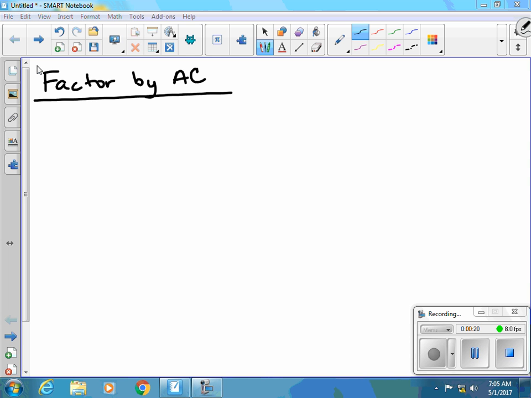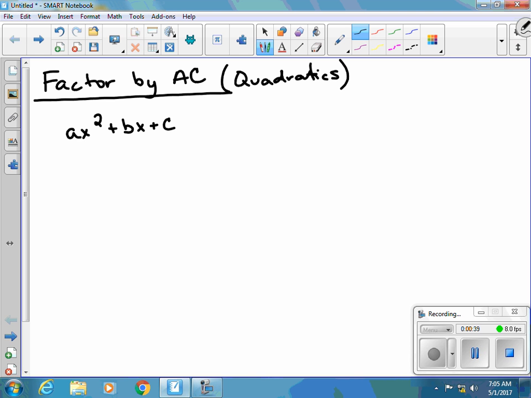So every quadratic is in the form of ax squared plus bx plus c. Notice I have an a and I have a c. So this really works well when you're using quadratics. You could also factor out using your GCF, which is kind of what we're doing here a little bit.